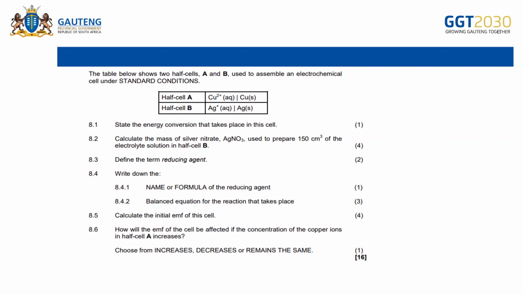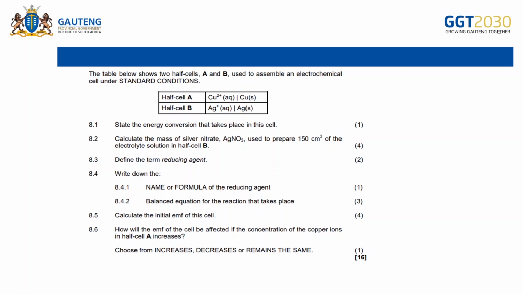So name the reducing agent. Where do we find the reducing agent? I said we find the reducing agent in the oxidation. So in that case, which substance is undergoing oxidation? It is a substance that increased in oxidation number. So that is your Cu.